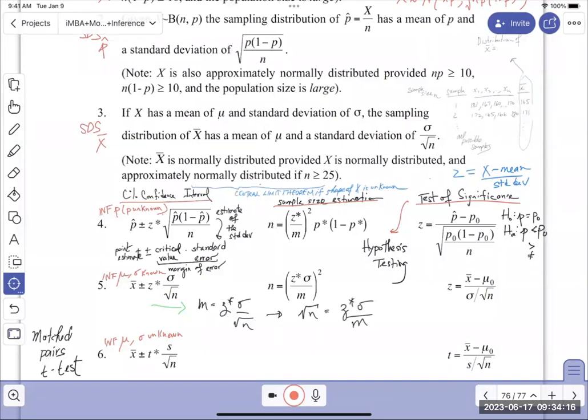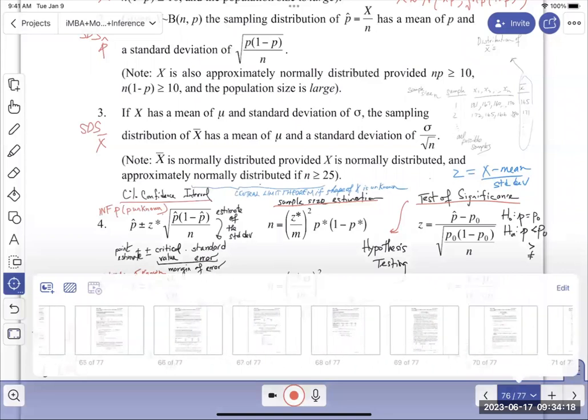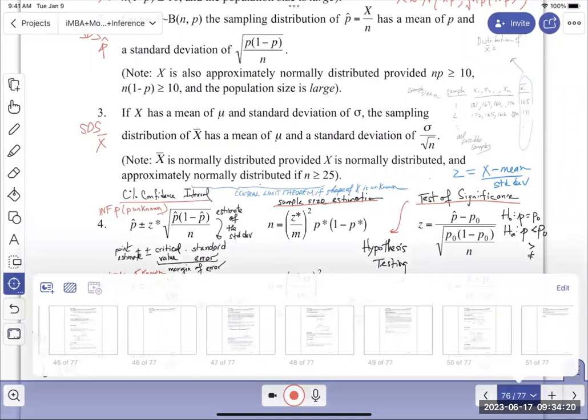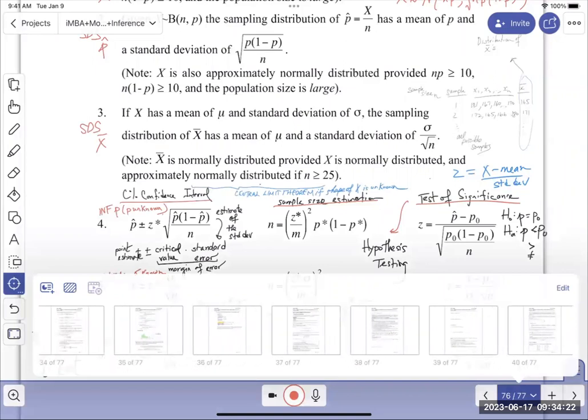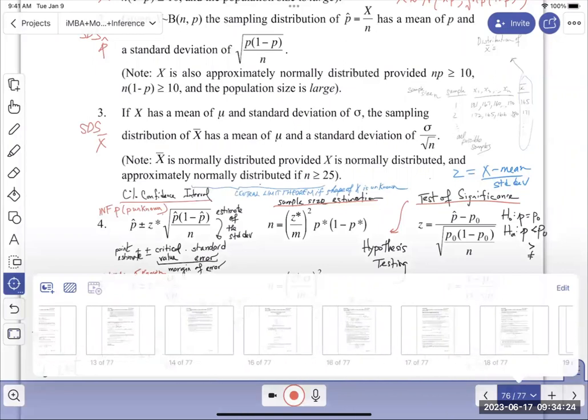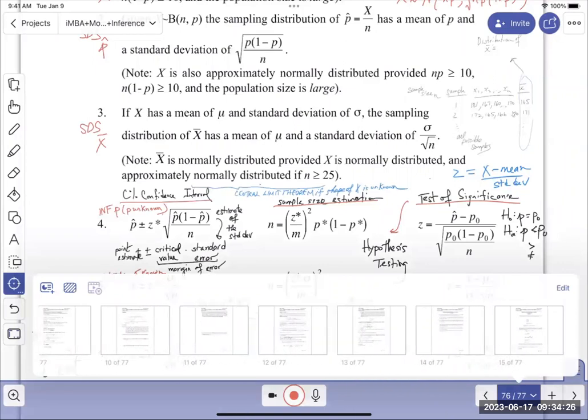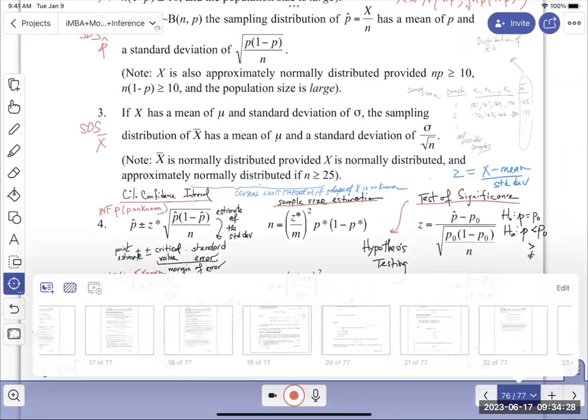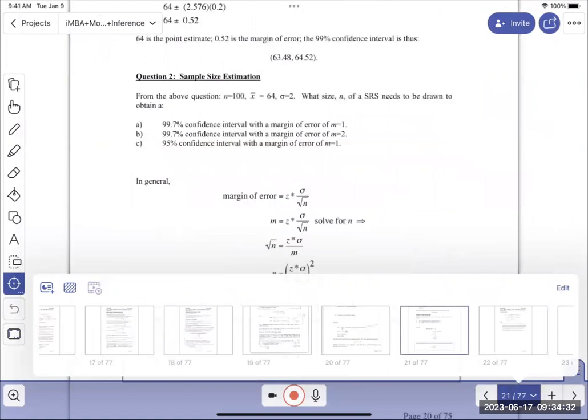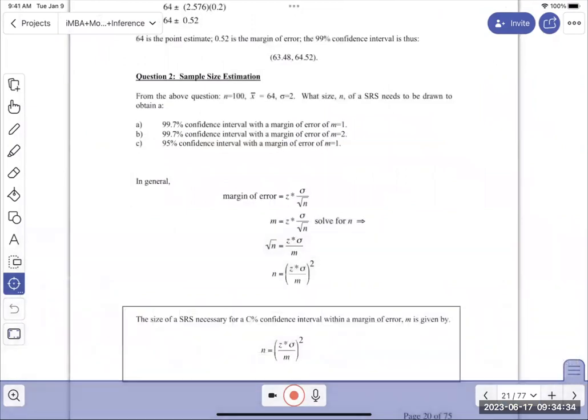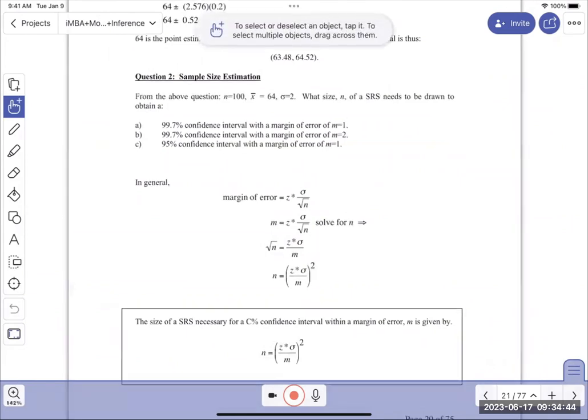So let's apply that. And remember, we have to round all the way up. And what that means. Okay, I put a few exercises here.